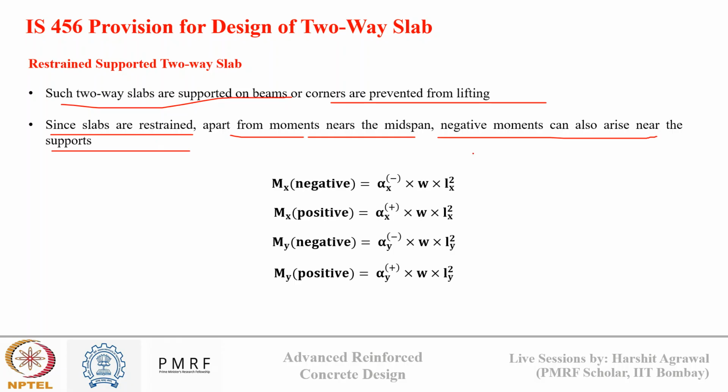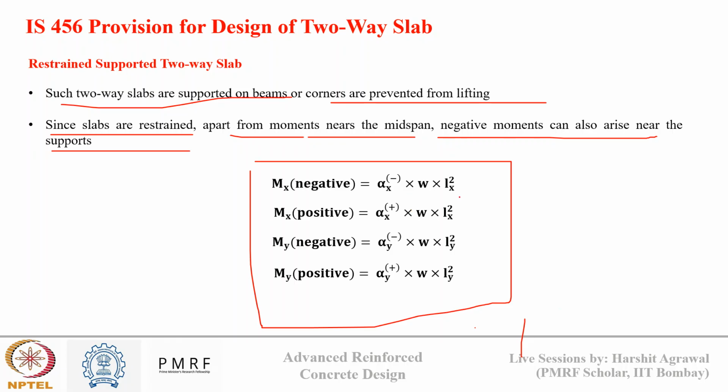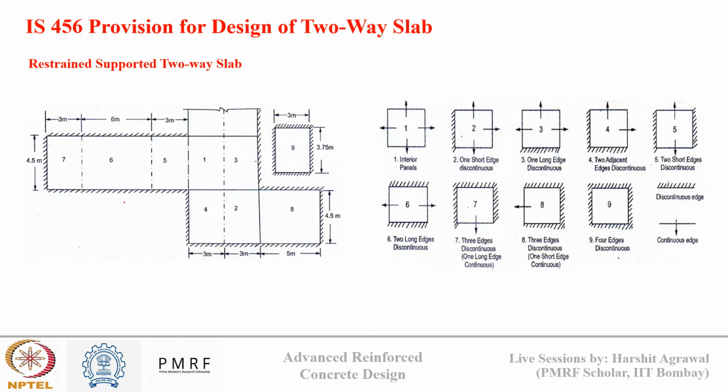Okay, so we have four moments here. We have positive moment near the midspan in both x and y direction, and we have negative moments near support in both x and y direction, and these moments are represented by these four equations. Mx negative is alpha x negative times w lx square, Mx positive is alpha x positive w lx square, My negative is alpha y negative w ly square, and My positive is alpha y positive w ly square. Now the values will depend upon the value of alpha x and alpha y. It will depend upon the restraint effect at the ends. So based on restraint effect, there can be nine classifications of slab.